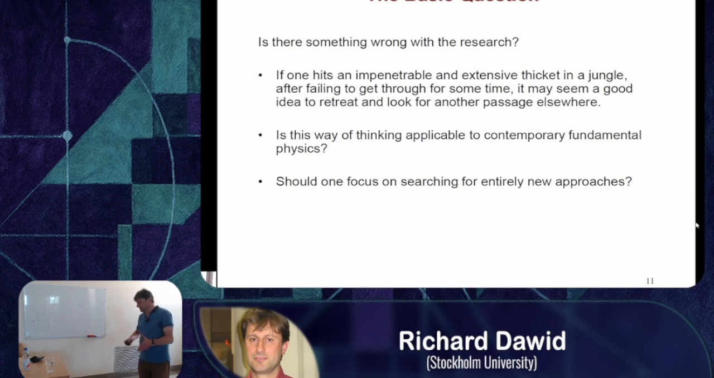So let's say the background thinking, the analogy, that would suggest something along those lines would be everyday world contexts. If we imagine a situation where we are in a jungle and we hit an impenetrable and extensive thicket, and we fail to get through for a considerable amount of time, at some stage it may seem to be a good idea to retreat and look for another passage elsewhere, rather than just carrying on and trying to get through where we are. So the question is whether this way of thinking applies to contemporary fundamental physics. If so, then of course the question is, okay, what does it mean to look for other passages? How would one approach that problem?